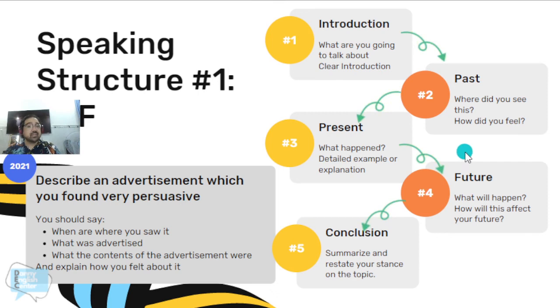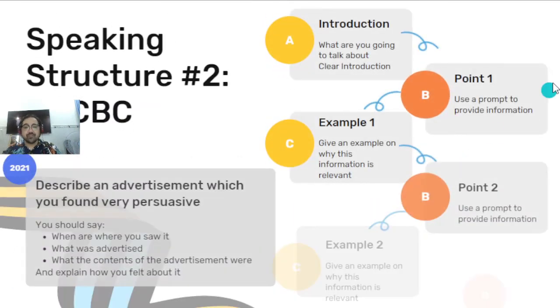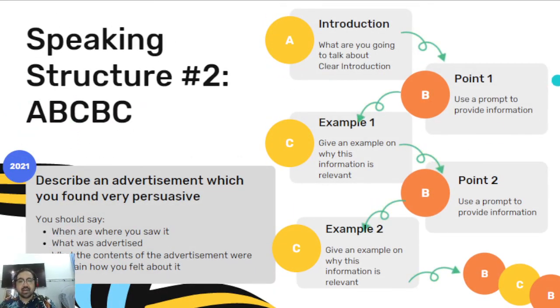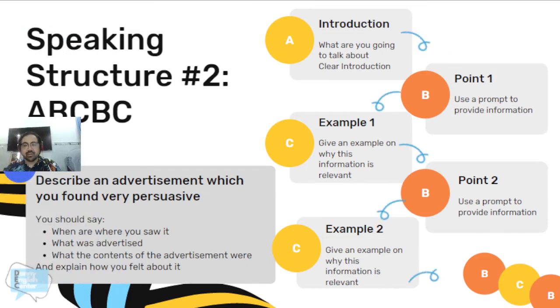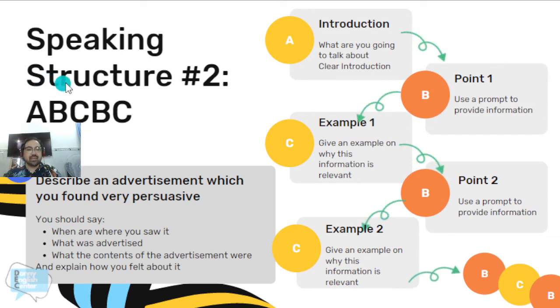Okay. Let's move on to the next speaking structure for you. All right. This one is one of my favorites because it's really simple. Okay. All right. This one is called ABCBC. Super simple to remember, right? ABCBC. Done. Okay. So, why is this structure one of my favorites?